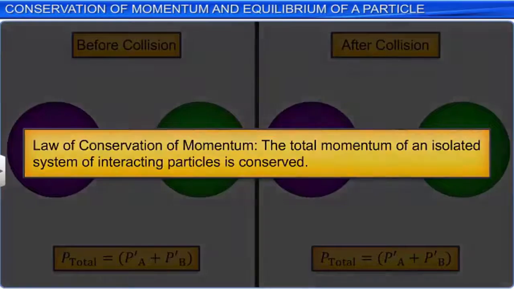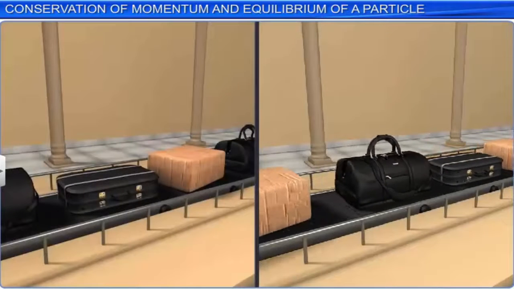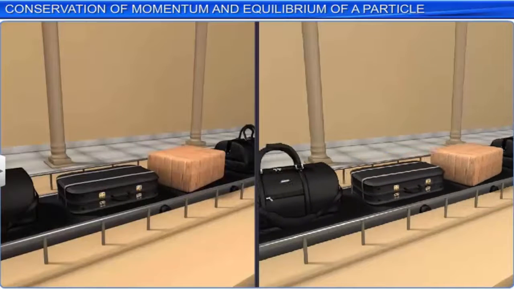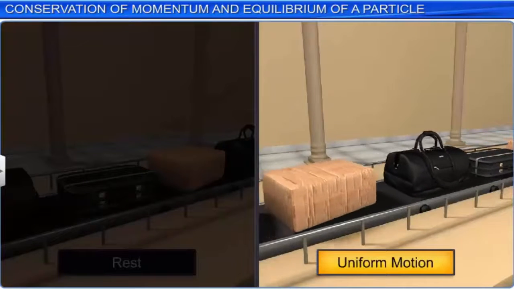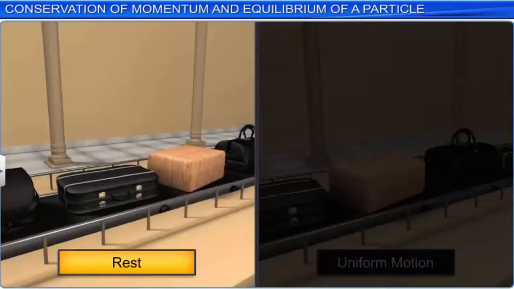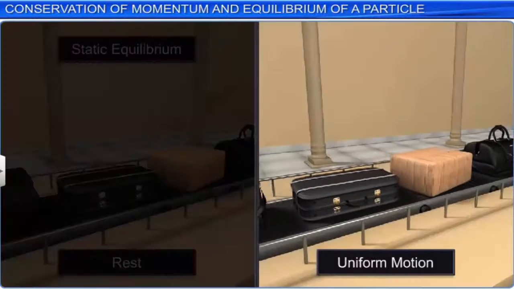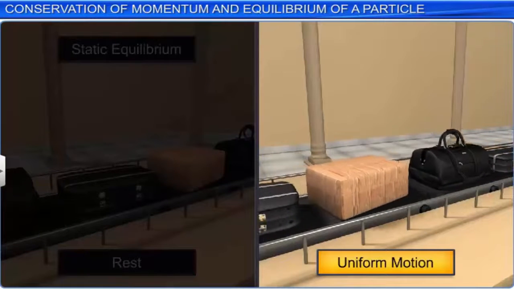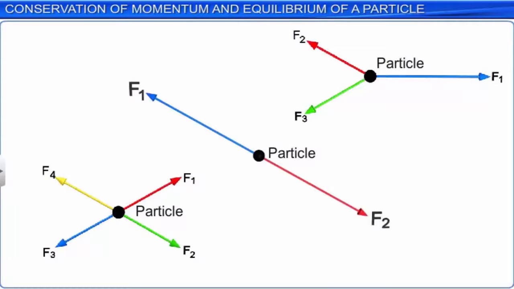Now let us look at the equilibrium of a particle. When the net external force acting on a particle is 0, the particle is said to be in equilibrium. Applying Newton's first law of motion to this situation, we can say that the particle is either at rest or in uniform motion. When the particle is at rest, we say that the particle is in static equilibrium. And when the body has uniform motion, we say that the particle is in dynamic equilibrium.